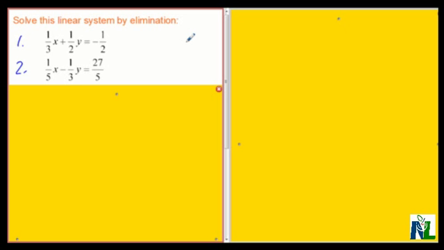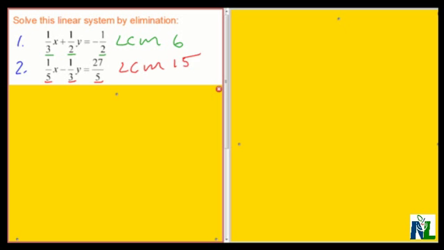I'm going to start off by eliminating the fractional coefficients in both equations. To do this, I'm first going to determine the least common multiple, or LCM, of the denominators in each equation. In equation 1, I have denominator 3, denominator 2, and denominator 2. The LCM of these three denominators is 6. In equation 2, I have denominator 5, denominator 3, and denominator 5. The LCM of these three denominators is 15.